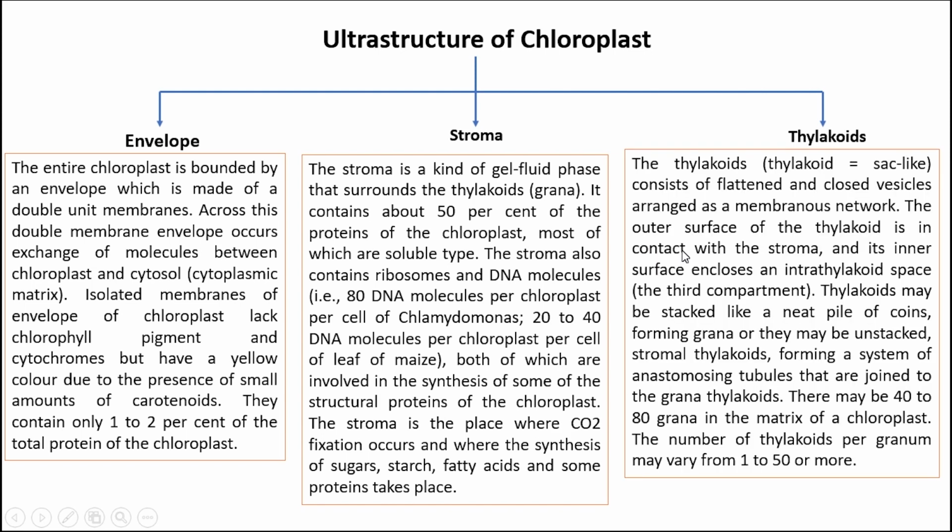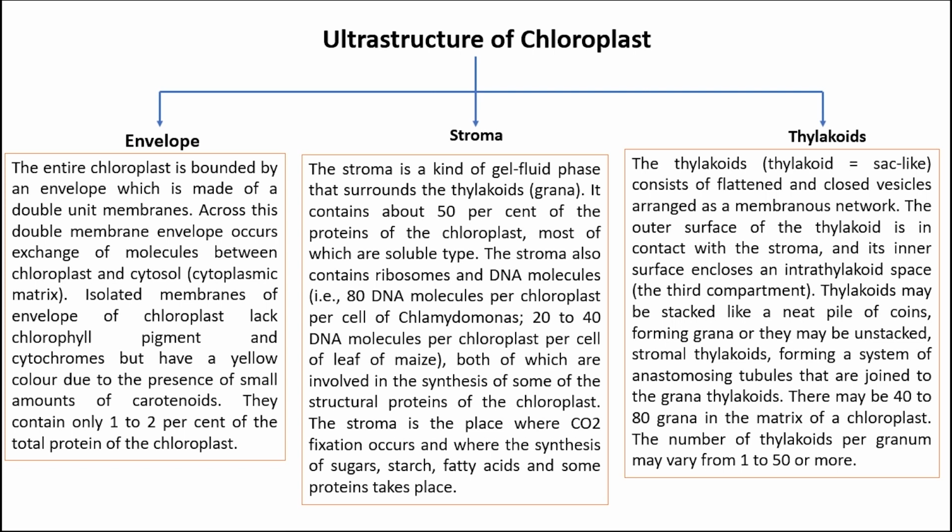Thylakoids. The thylakoids consist of flattened and closed vesicles arranged as a membranous network. The outer surface of the thylakoid is in contact with the stroma, and its inner surface encloses an intrathylakoid space. Thylakoids may be stacked like a neat pile of coins, forming grana, or they may be unstacked, stromal thylakoids, forming a system of anastomosing tubules that are joined to the grana thylakoids. There may be 40 to 80 grana in the matrix of a chloroplast. The number of thylakoids per grana may vary from 1 to 50 or more.